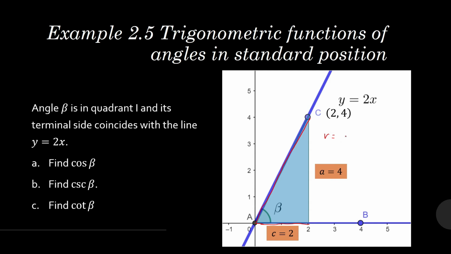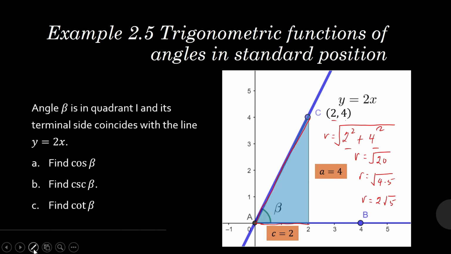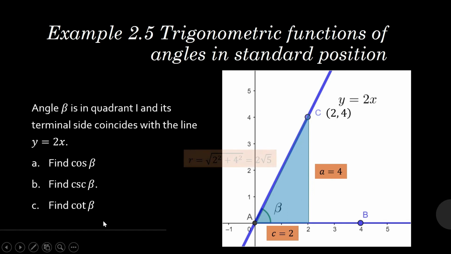r is equal to the square root of (2 minus 0) squared plus (4 minus 0) squared. And then we shall get the square root of that. And what is that equal to? This one is 4, this one is 16, so this is equal to the square root of 20. And that is equal to the square root of 4 times 5, and the square root of 4 is 2. So the hypotenuse of this right triangle is equal to 2 times square root of 5.